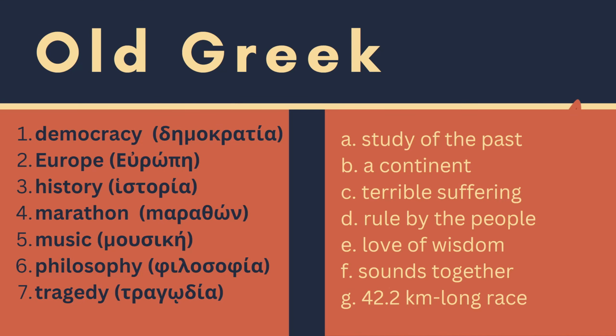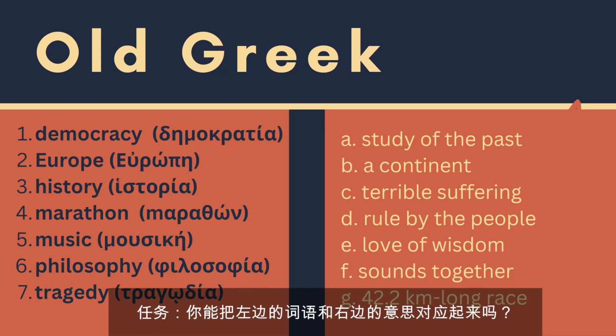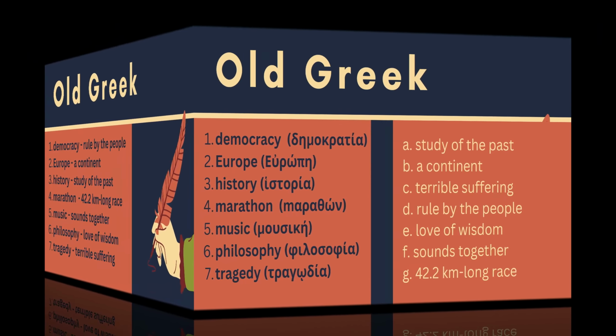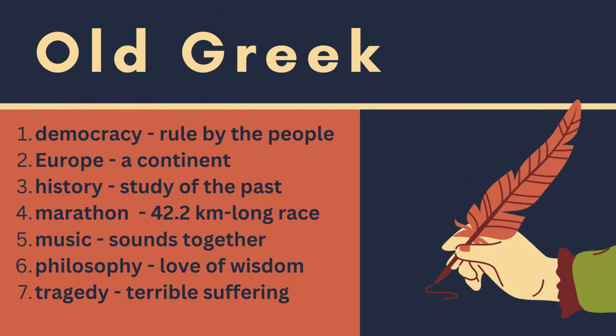The first group are the words that originate in ancient Greek. The Greek language and culture laid foundations for most of the European languages and cultures, and the words and concepts are still being used nowadays. Look at the words in brackets on the left. This is how the ancient Greeks used to write them. Now, can you match the words on the left, numbered 1 to 7, with the explanations on the right, A to G? Do this task before you move on. Here are the answers. Compare them with yours before we move on.